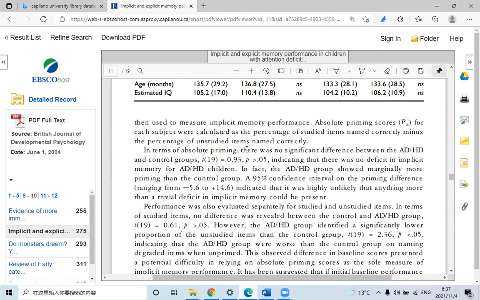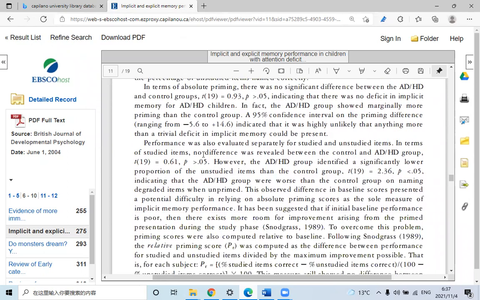We were reading about absolute priming. For absolute priming, there was no significant difference between ADHD kids and control groups, indicating no deficit in implicit memory for ADHD children. In fact, the ADHD group showed marginally more priming than the control group. Performance was also evaluated separately for studied and unstudied items. Old items and new items looked at separately. In terms of the old items, studied items, no difference was revealed between control and ADHD. No significant difference.